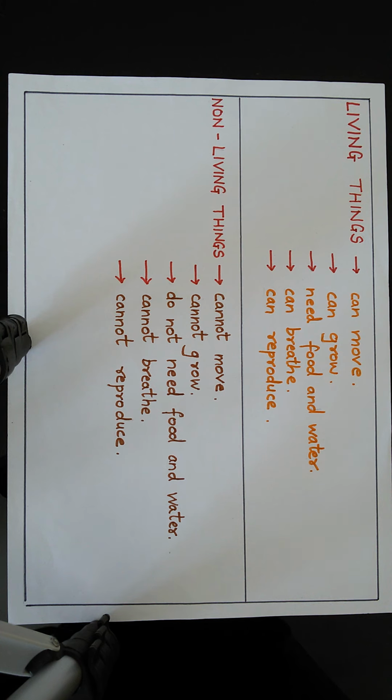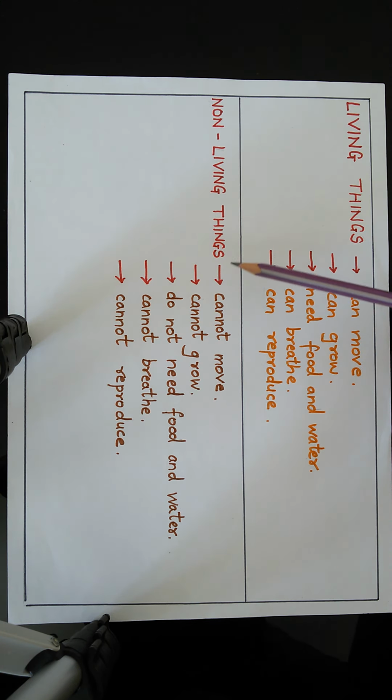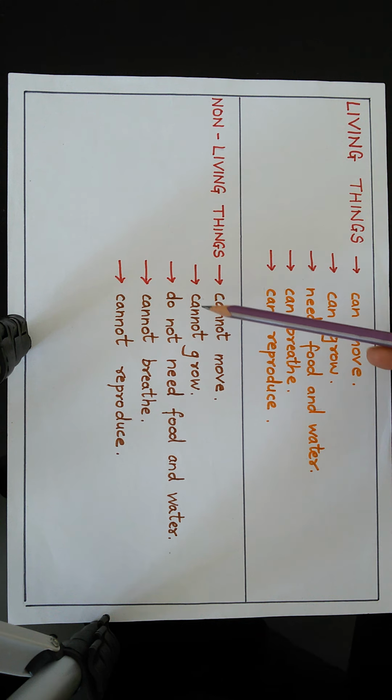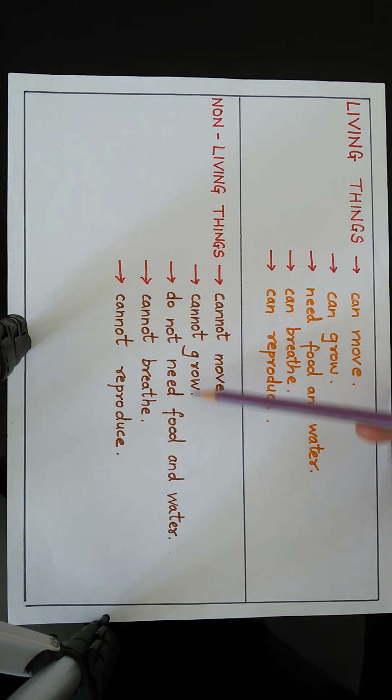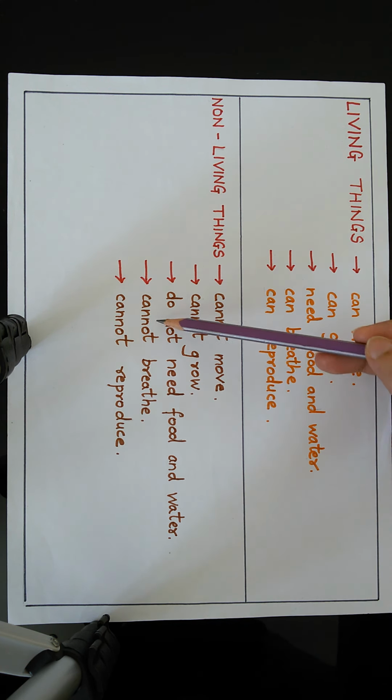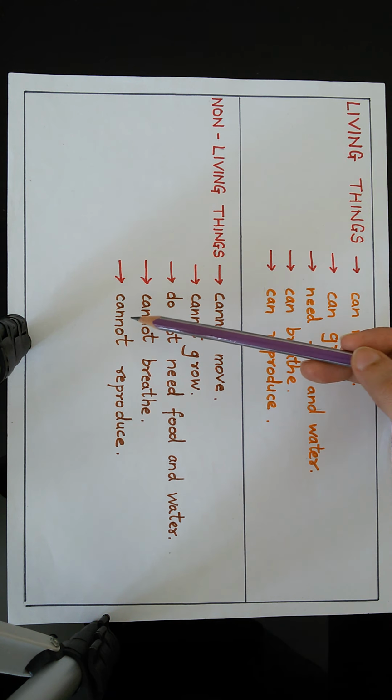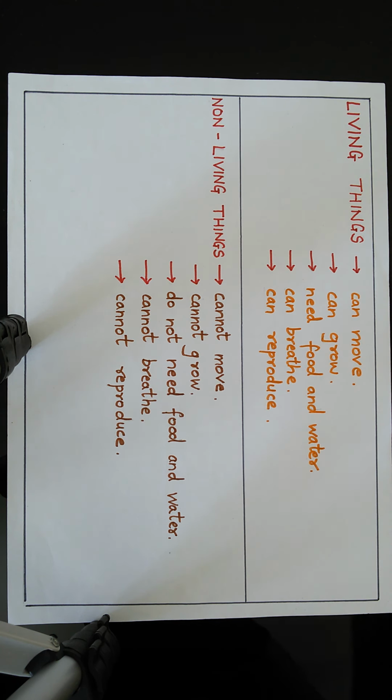Let us learn some characteristics of living and non-living things. Living things can move, they can grow, they need food and water, they can breathe. Living things can reproduce. Non-living things cannot move, they cannot grow, they do not need food and water, they cannot breathe. Non-living things cannot reproduce.